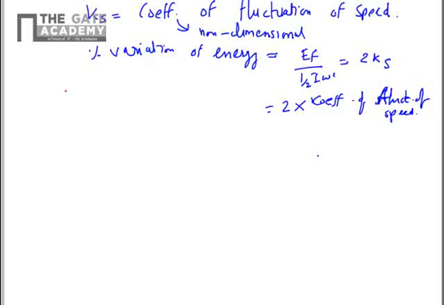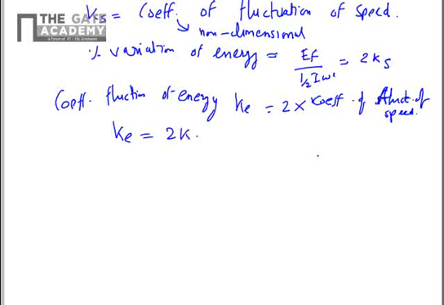This percentage variation in energy is also called the coefficient of fluctuation of energy. Since we have termed the coefficient of fluctuation of speed as Ks, we'll term this one Ke. So we get the identity that Ke is 2 times Ks.